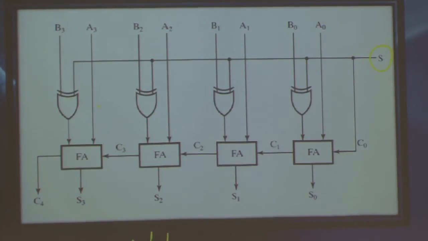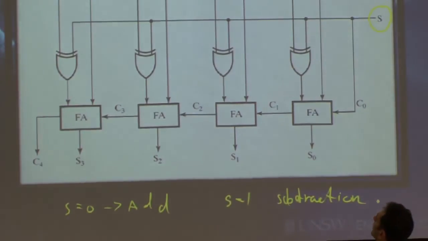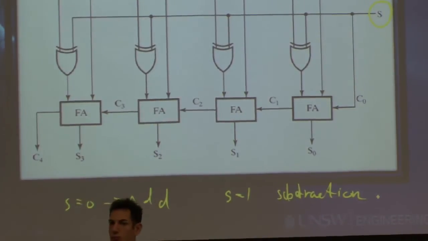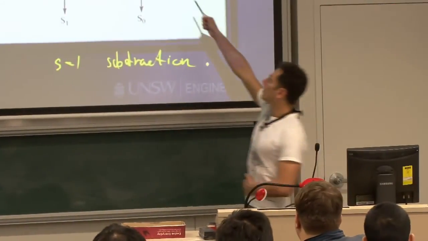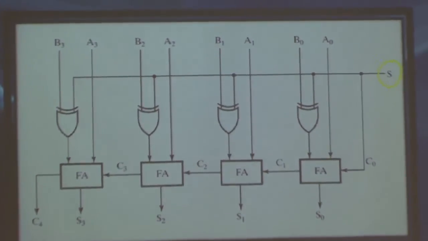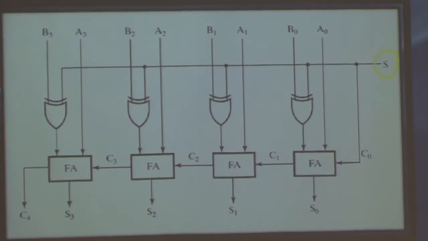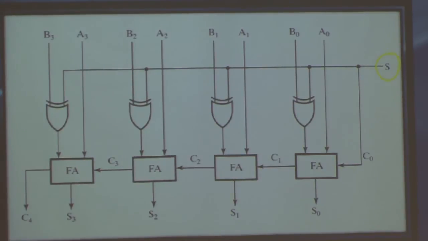Now, the interesting part starts when we have S equals 1 to do subtraction. What we want to do is to take the 2's complement of B. Now, taking the 2's complement is inverting all the bits, no problem. Those XORs now act as inverters, so all of those B's will be inverted, but we also want to add 1. The nice part about this is that this add 1 will come from our carry path. So we essentially take the inverse of all the bits in B and then push a 1 through the carry path, and this will have the effect of inverting all the bits plus 1.